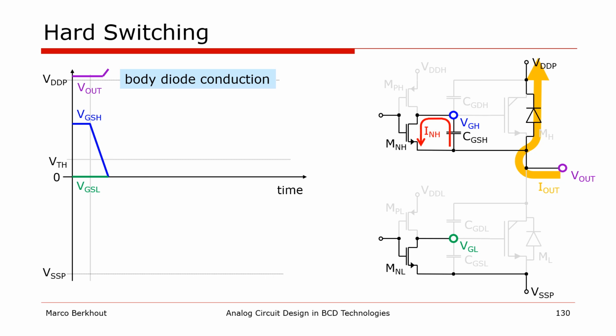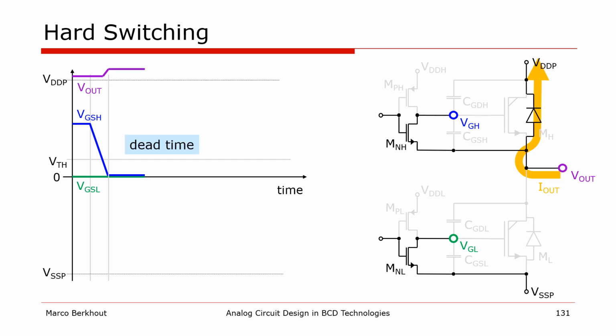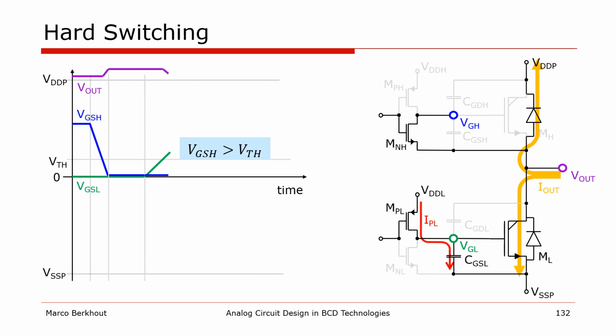We enter the dead time and we wait and wait a bit more, and then we start charging the low-side gate. When the gate source voltage reaches the threshold, the low-side power FET starts conducting, building up drain current. And because the output current is fixed, an increase in drain current through the low side means a decrease in current through the high side body diode.